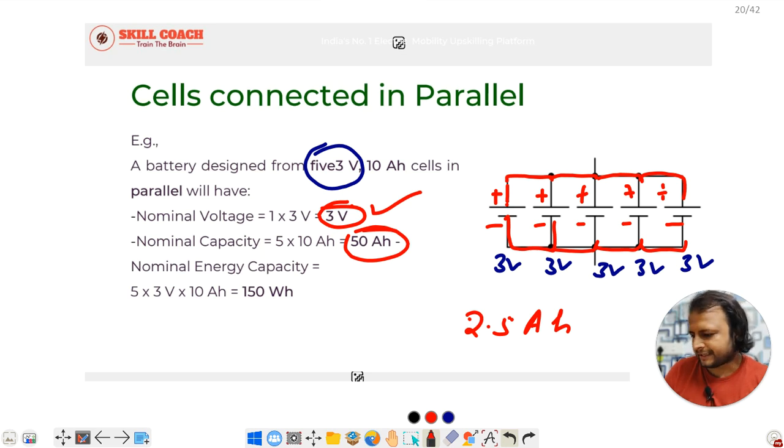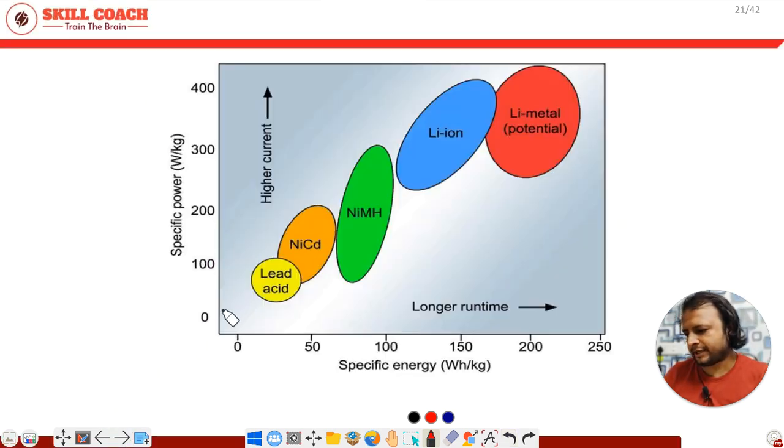So here nominal capacity we can calculate easily, that is 50 Ah, and nominal energy, how will we do it? We will simply multiply the number of cells here, that is 5, by the voltage of one cell, and then the capacity of the cell. So here we will get 150 watt hour. And friends, let's move ahead to the next one.